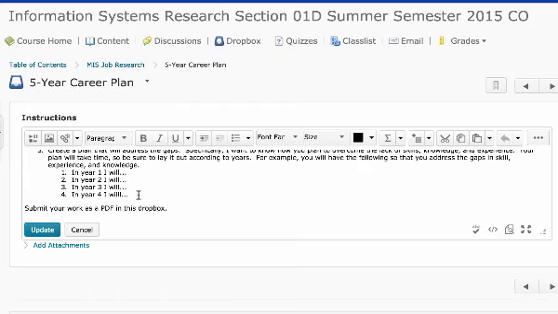So that's what the 5-year career plan is about: looking at where you need to go, looking at where you are, and then creating a plan on how you're going to overcome any of the deficiencies or things that you're missing or skills that you need to develop, so that when you get to year 5, you're prepared to apply for those jobs.